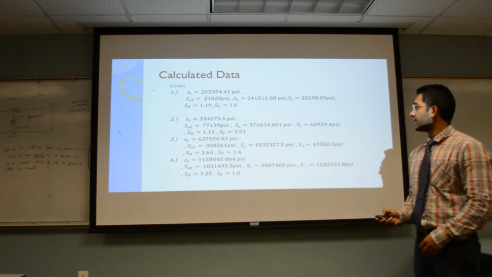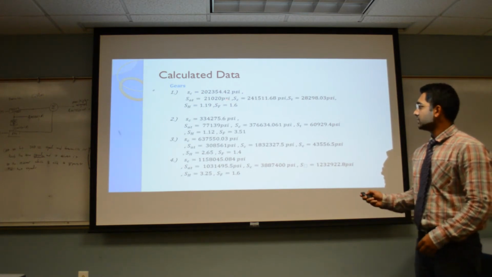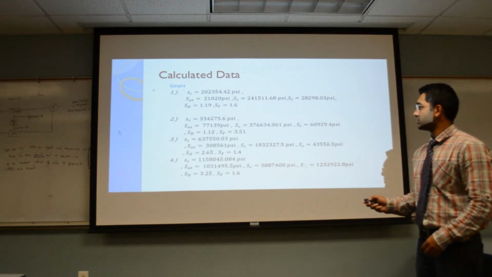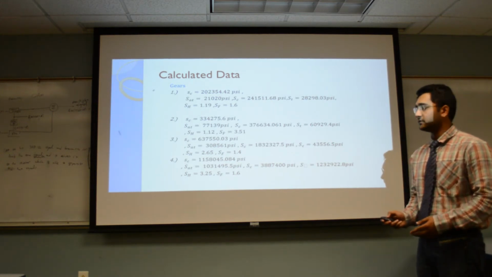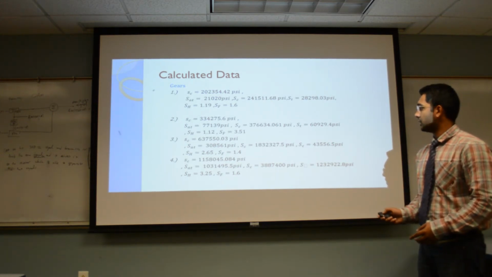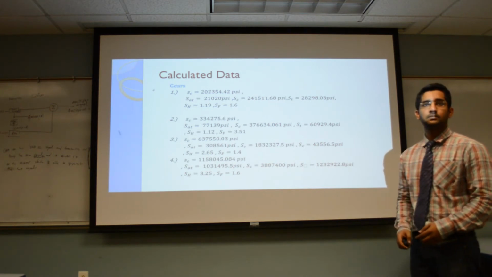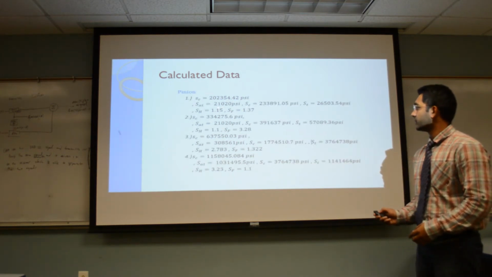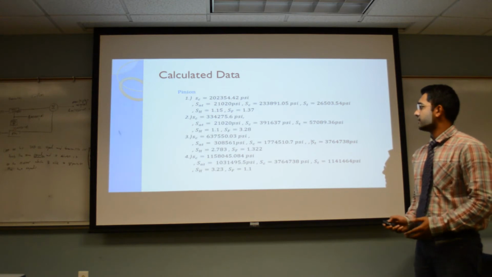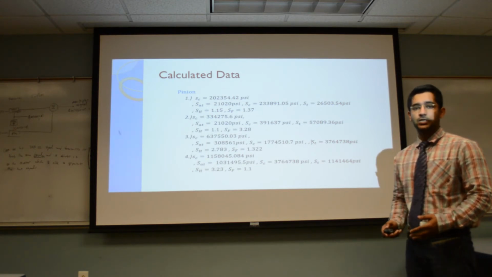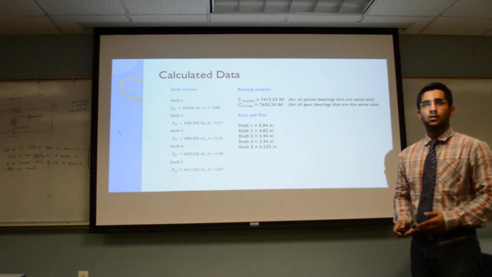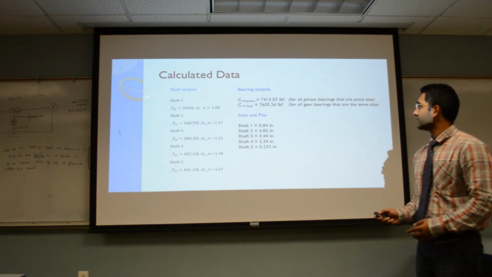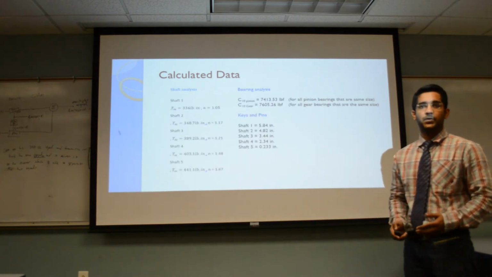Here's our calculated data for gears. As you can see, SH and SF signify the safety factors for wear and bending respectively, and they're all above 1, which is a good sign for our system. And now for the pinion, all the SH and SF values are above 1, which is again a good sign for our system. That means our system is safe. Furthermore, we have a few shaft analyses, bearing analysis, and key and pin.